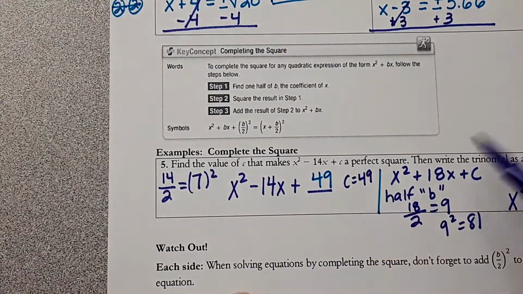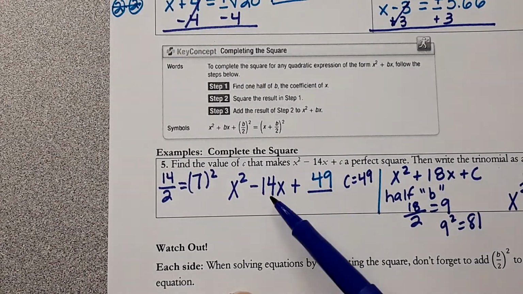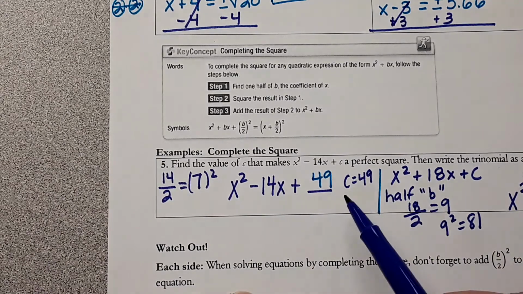You guys, so over here, my C is 49. So again, take half of B, square it, and that's your C.